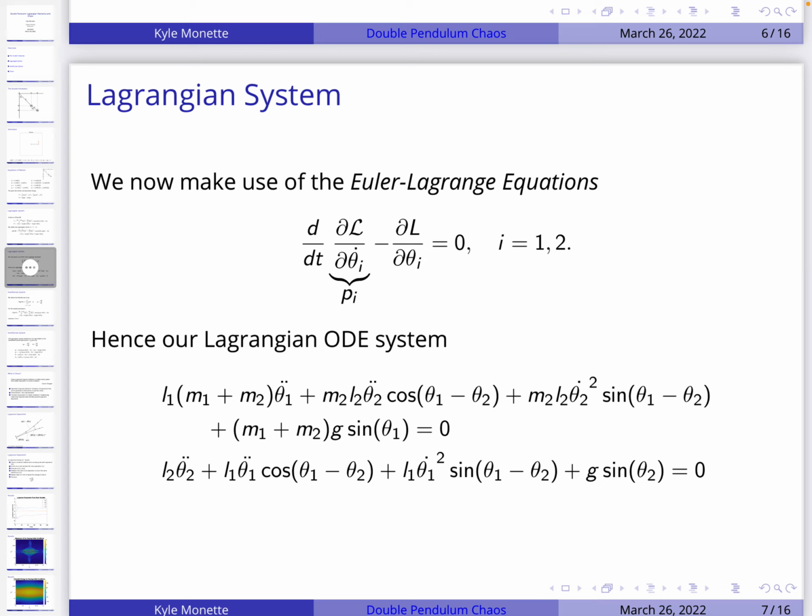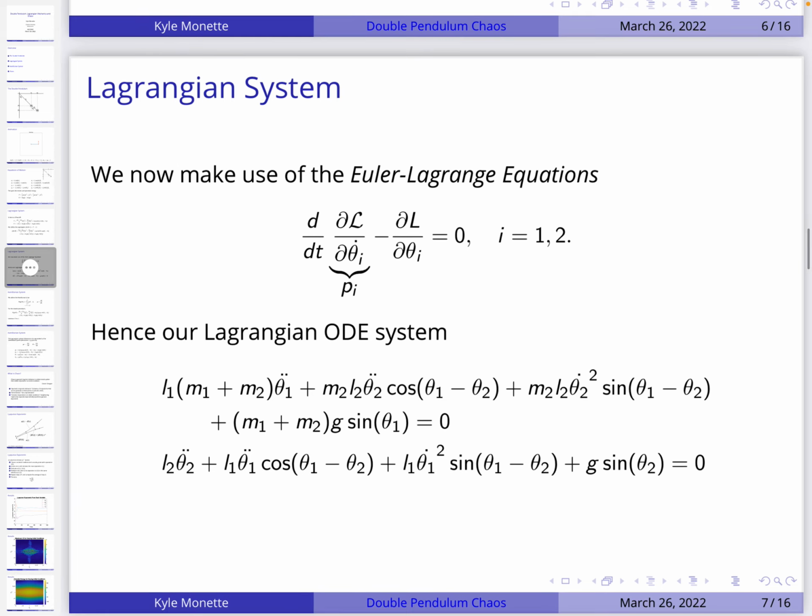And now we're going to use the Euler-Lagrange equations. So we'll do the partial of the Lagrangian with respect to theta 1 dot and theta 2 dot, and then the time derivative of that. That term is the generalized momentum, the pi, that will be used later. And this gives us our Lagrangian system, a second order system with two equations. And if we wanted simulations, we could stop here. These are actually the equations I used to generate the GIF up above.